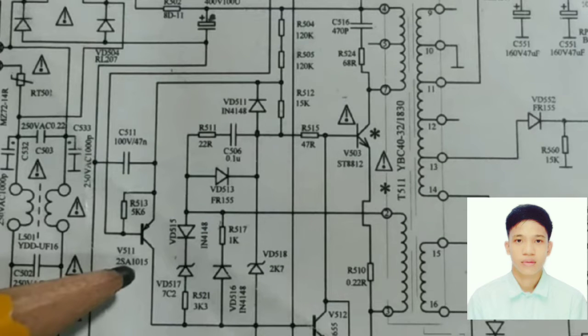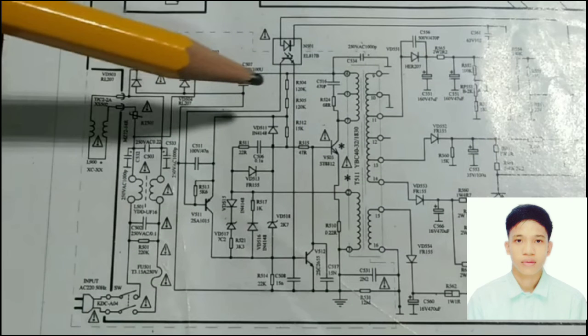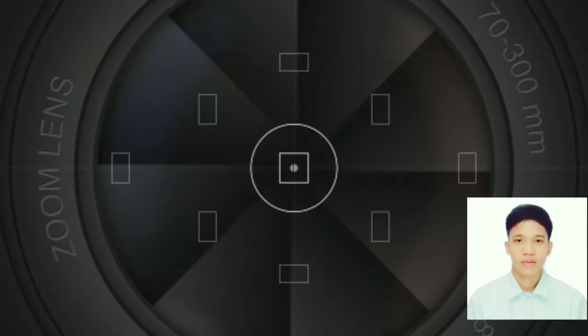And this primary is driven by 2 transistors, which are the 2SA1015 and 2SC2655, that give signal to the regulator or STR to perform regulation. And this circuit will produce switching actions that cause the production of the secondary voltages.